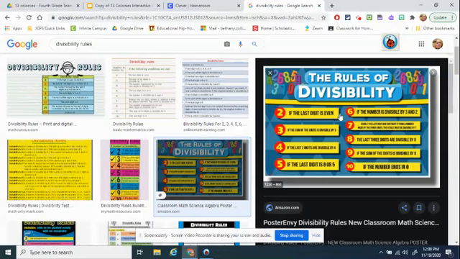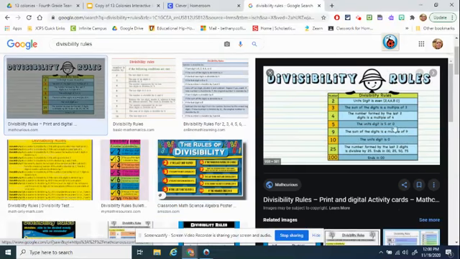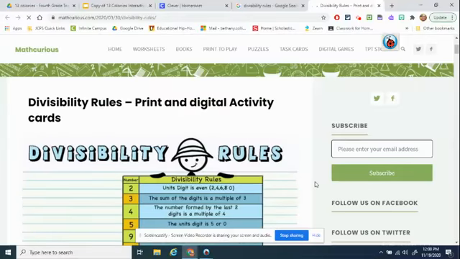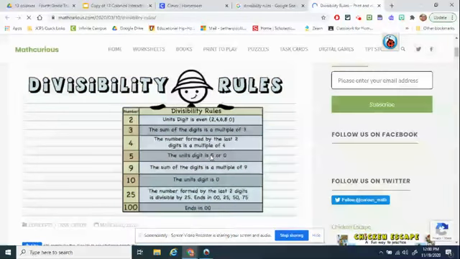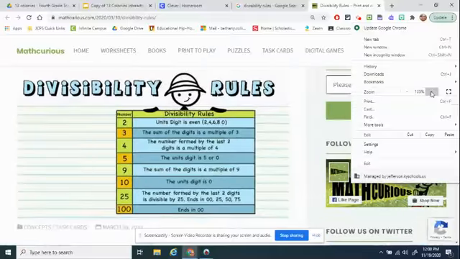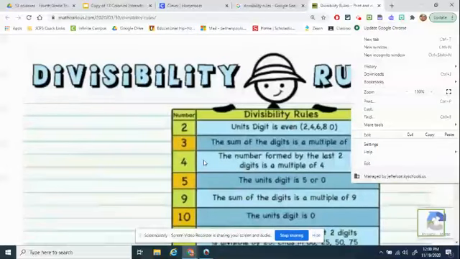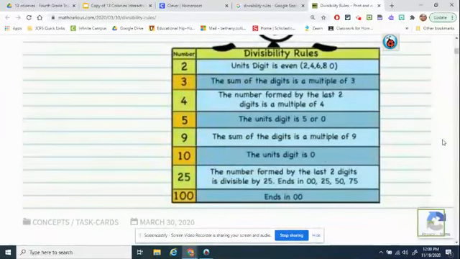2. If the last digit is even, then it's divisible by 2. If the sum of the digits is divisible by 3, then it's divisible by 3. Let me see if I can pull this one up and make it big. Zoom. There we go. Okay. So if it's got 2, 4, 6, 8, or 0, then it's divisible by 2. If the sum of the digits is a multiple of 3, then it's divisible by 3, like we just did.